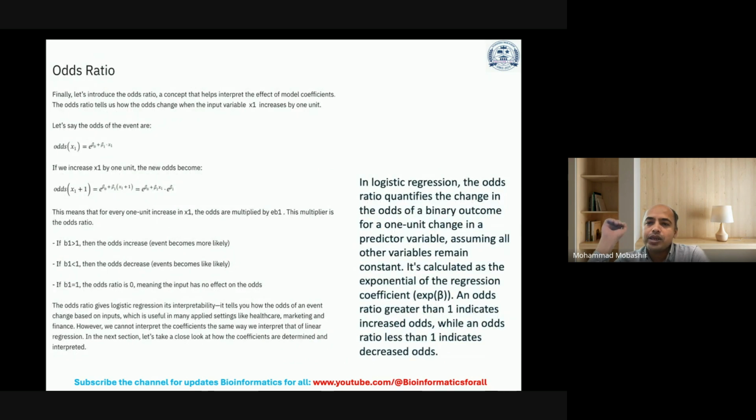Then what is the odds ratio? The odds ratio quantifies the change in the odds of a binary outcome for a 1 unit change in a predictor variable, assuming all other variables remain constant. It's calculated as the exponential of the regression coefficients. That is a very simple way of coding in R, Python, or MATLAB. An odds ratio greater than 1 indicates increased odds, while an odds ratio less than 1 represents the opposite, that is, decreased odds.